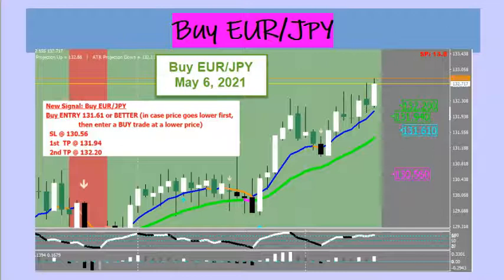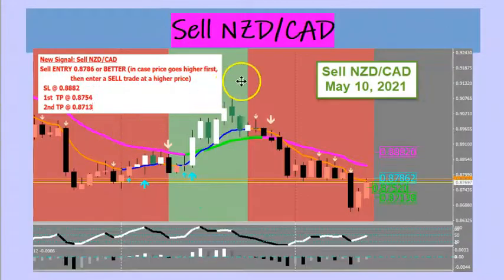Okay, let's take a look here. This was the Sell New Zealand CAD. I sent you the email alert on May the 10th, okay? And that was right here. Let me just get my drawing tool. There's the signal, guys, okay? And right here, this was the entry. So the signal was sent on May the 10th, so it's at the end of this candle.